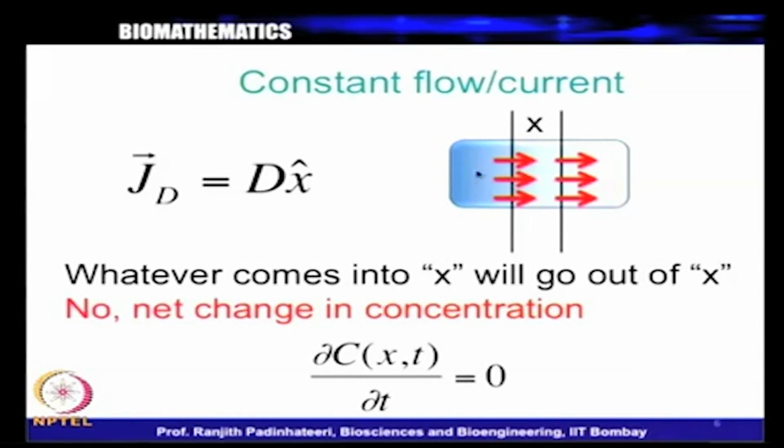If we have a constant flow or a constant current, what we will have is a constant concentration at a particular place. If you look at any place in the container where there is a flow, the concentration there will remain a constant. This is simple common sense: if the same amount of things comes in and the same amount of things goes out, the concentration in that area will remain a constant. This is just common sense.